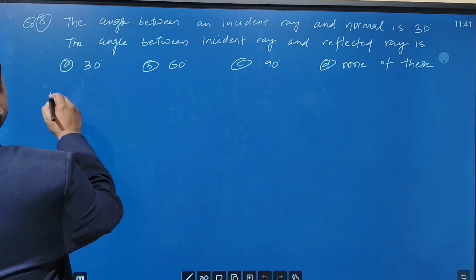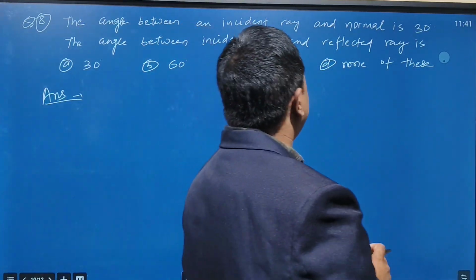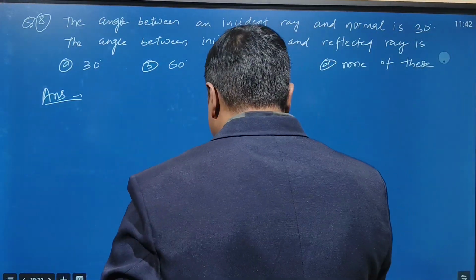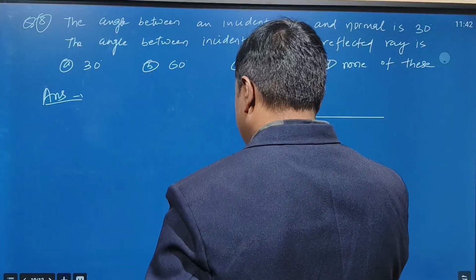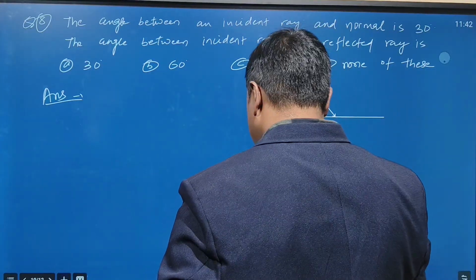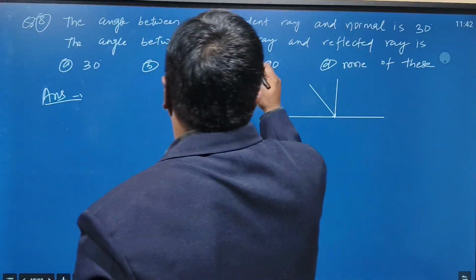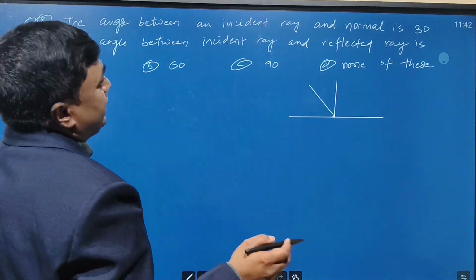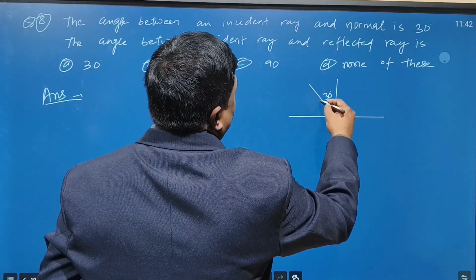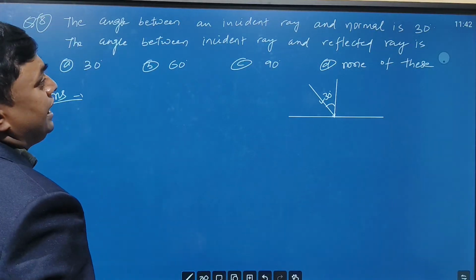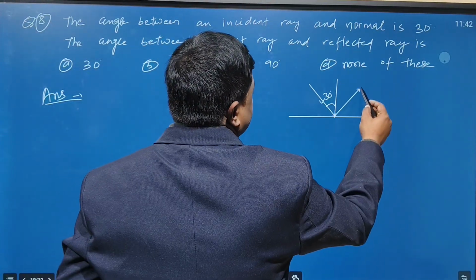Next, this is a numerical. Just check once. The angle between the incident ray and the normal is given as 30 degree. You can see here there is an incident ray, and there is a normal here. So this is a normal. They are telling the angle between the incident ray and the normal, that is the angle of incidence they are talking about, which is 30 degree. The angle between the incident ray and the reflected ray they are asking now. So where will the reflected ray be? The reflected ray will be like this, yes or no?